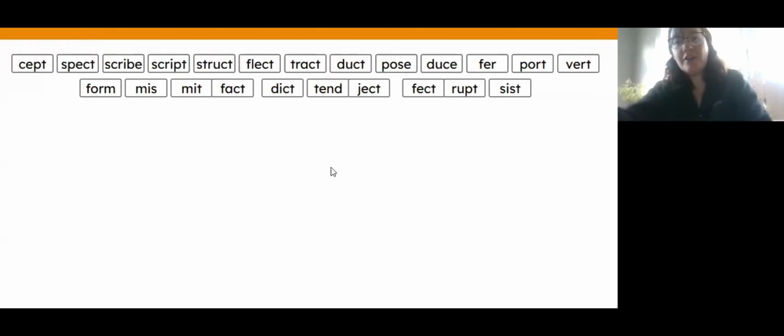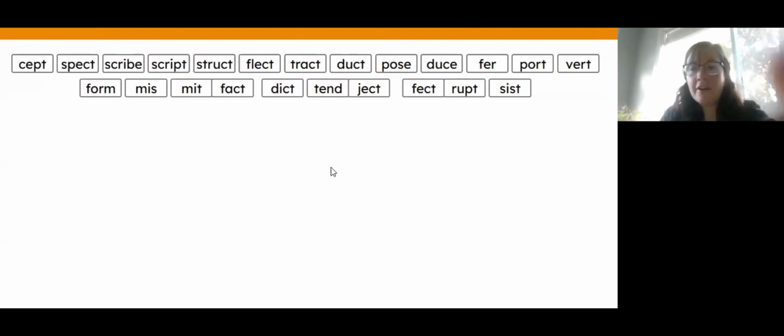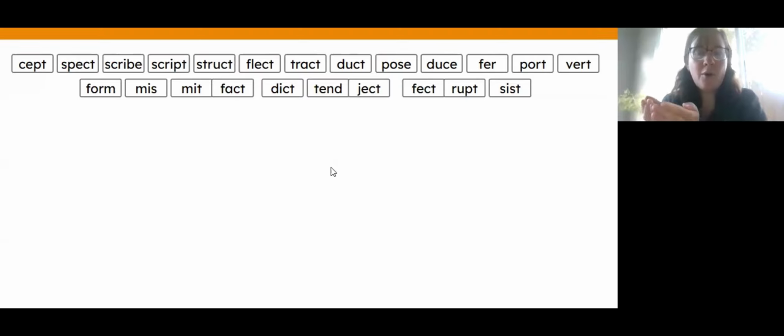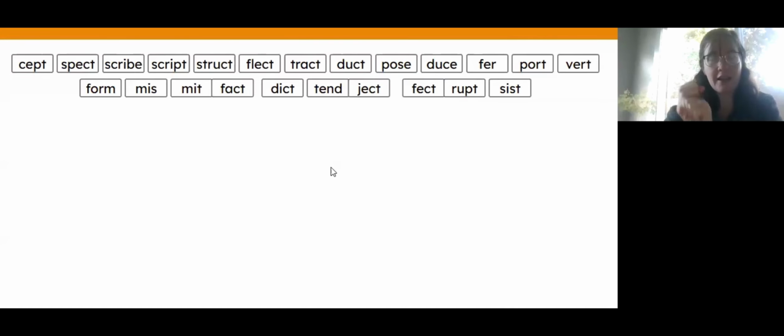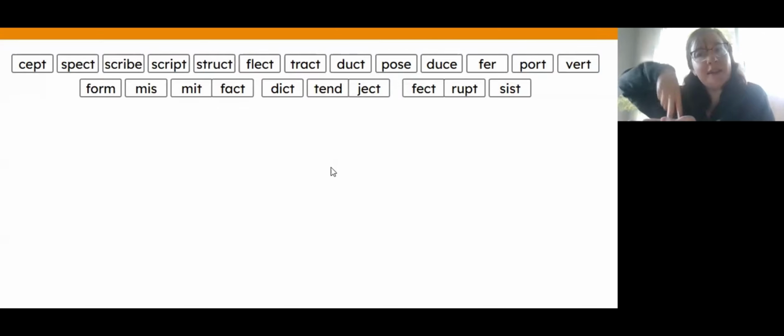Tend is to hold, like holding a baby or holding a bird in your hand. Ject is to throw, like you're throwing a frisbee. Fact is to make, like coffee. Rupt is to break, so I've got my hands here and they're ready to break something. And sist is to stand. These are the two legs, and that means to stand.